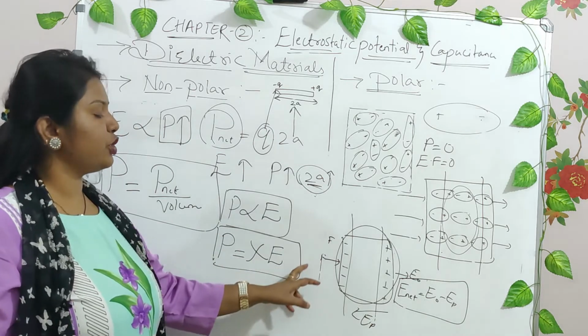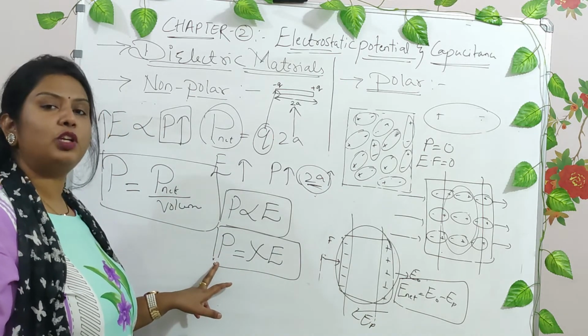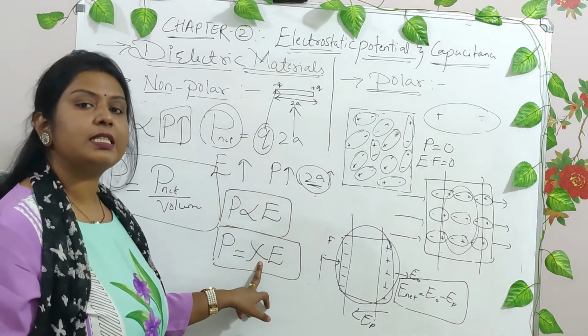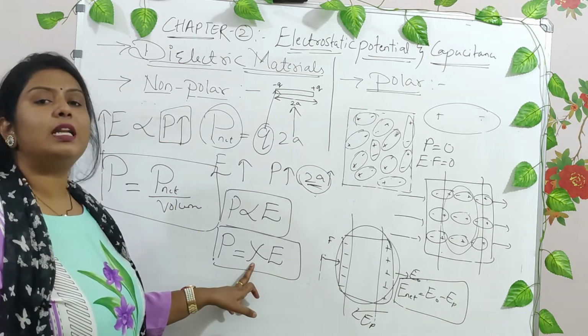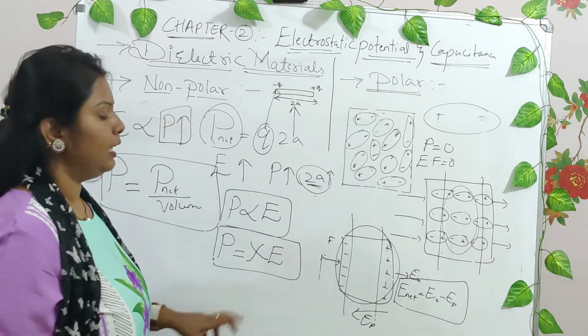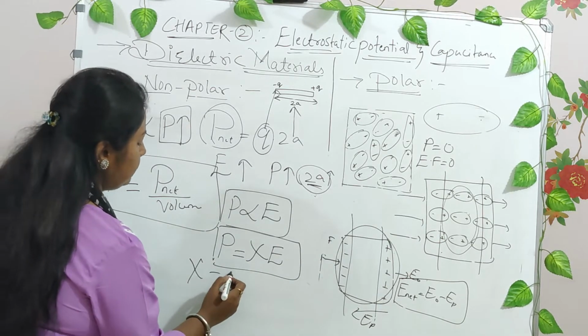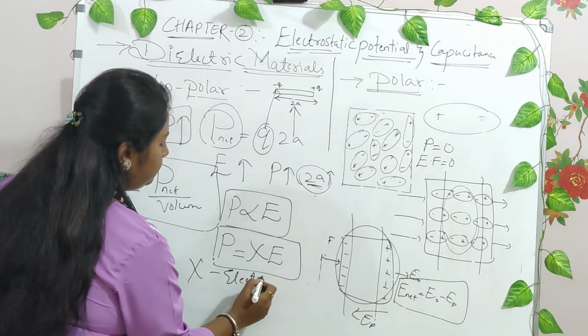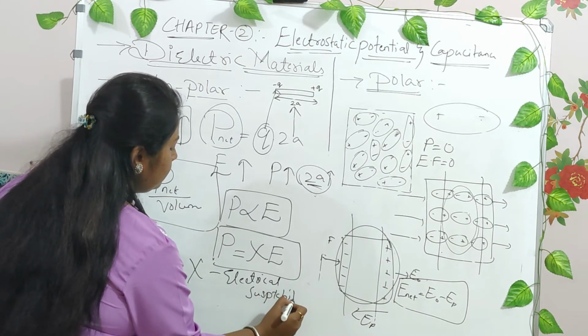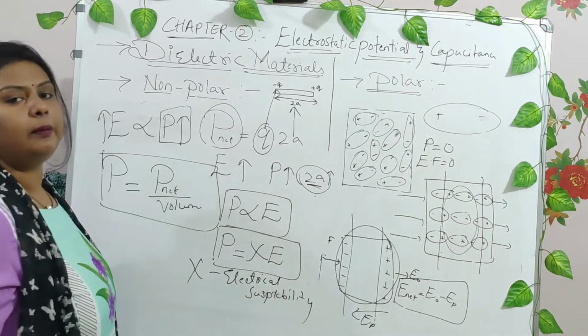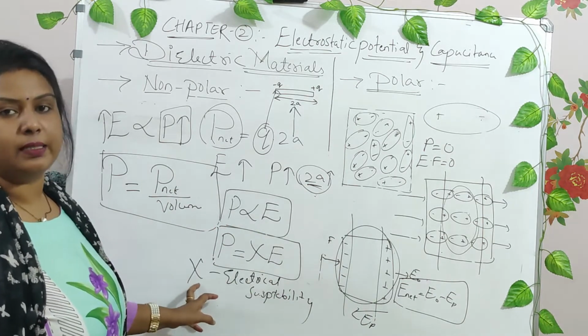Okay, now this is the equation for polarization. P is equal to polarization. This notation stands for chi. E is equal to electric field. This chi is called electrical susceptibility, right? What is this chi called? It is electrical susceptibility, right? And this is what the equation is, right?